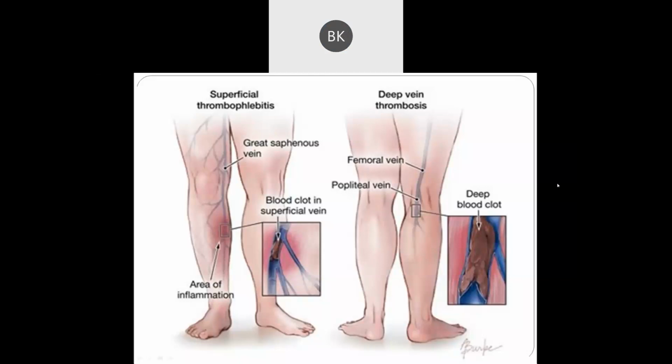An inflammatory process that causes blood clots. Inflammatory process that causes blood clots, right? Yes, ma'am. Okay, good. Yes, it is.